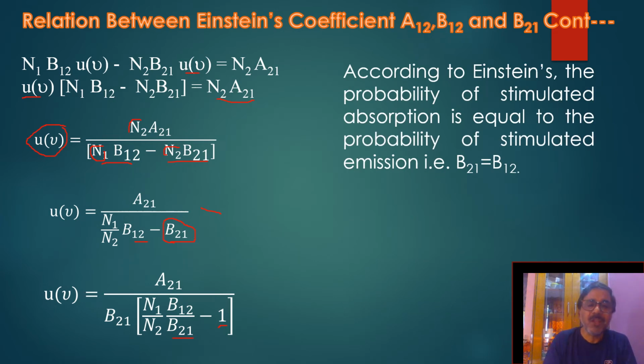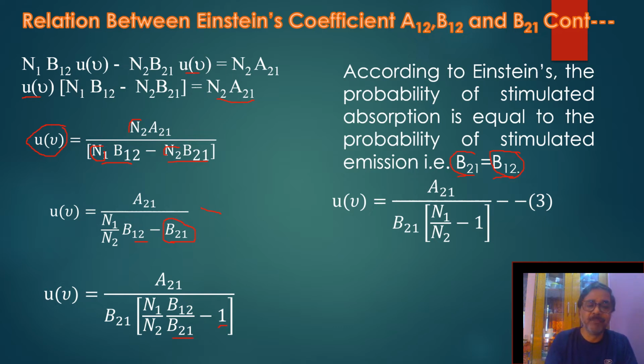Now Einstein proposed, and this is important, that at thermal equilibrium the probability of absorption is equal to the probability of emission, that is B21 will be equal to B12. These two probabilities are going to be equal. So we can write B12 equal to B21, and this gets cancelled. What we get is U nu equals A21 upon B21 times 1 upon N1 upon N2 minus 1, and this is your equation 3.